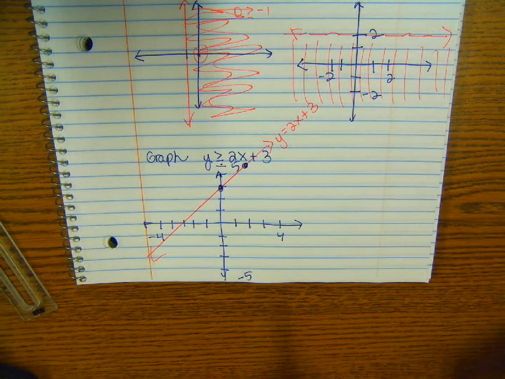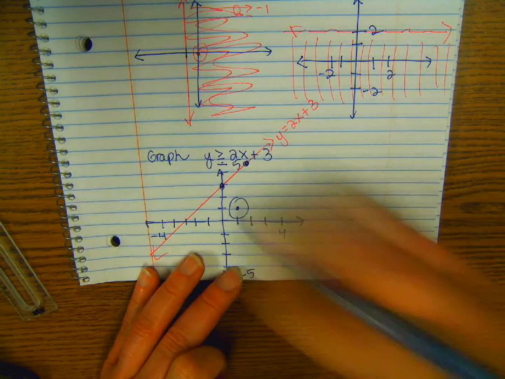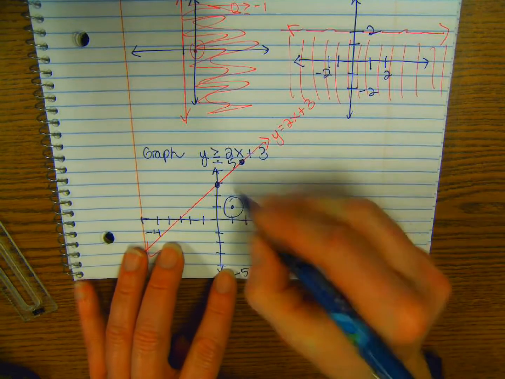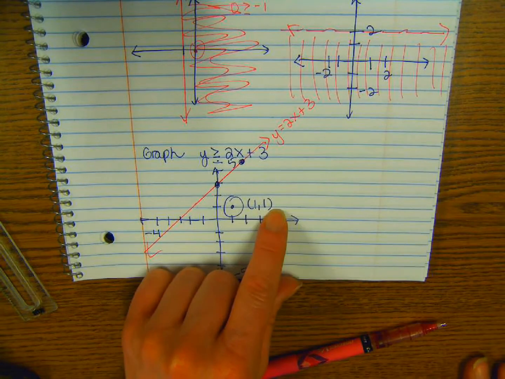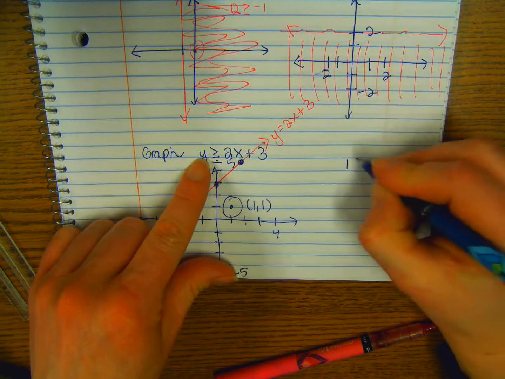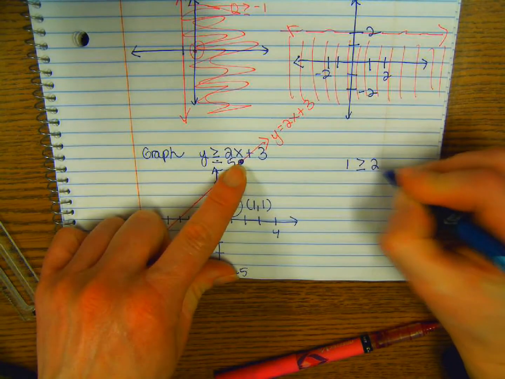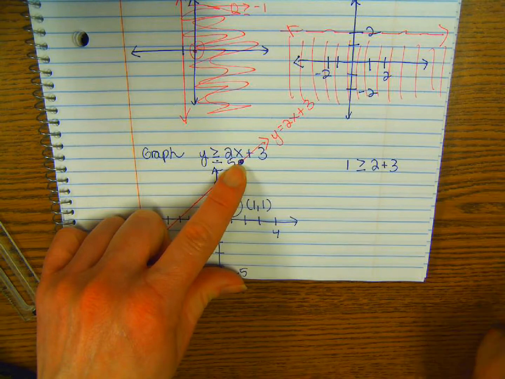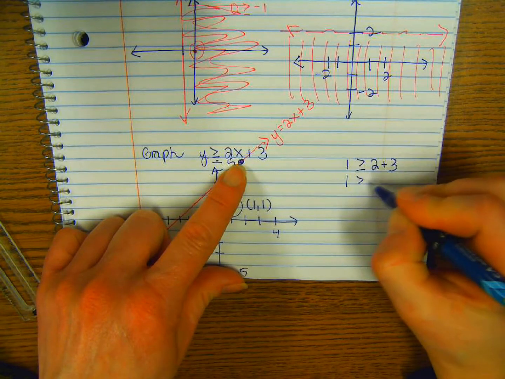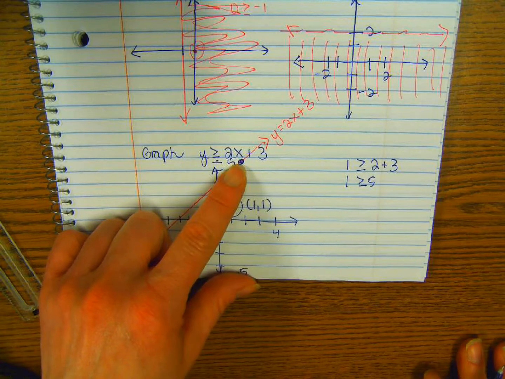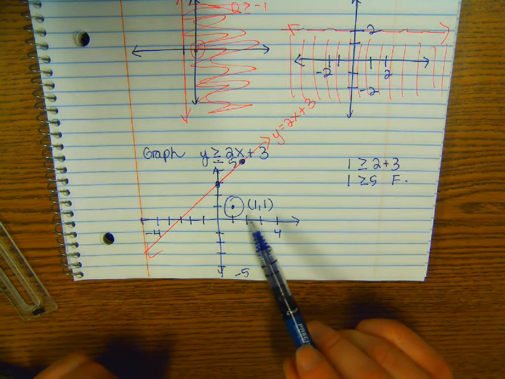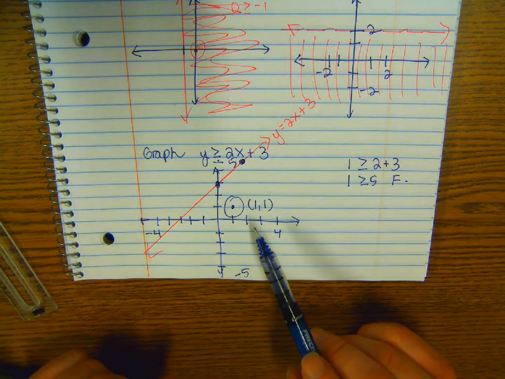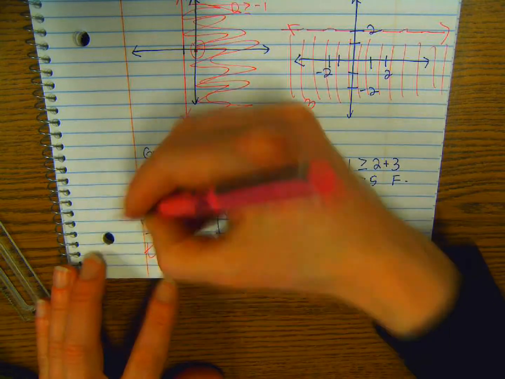I am going to test a point. You can test any point you want. Let's say I tested this point. What are the coordinates of that point? 1, 1. How you test a point is you put 1 in for x and 1 in for y, and you see if it's true. So is 1 greater than or equal to 2 times 1 plus 3? Is that true or false? False. So that means 1, 1 is not in the solution. I'm not going to shade on that side of the line. I need to shade on the other side.